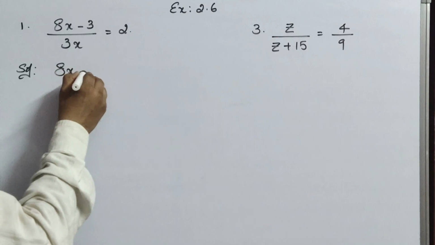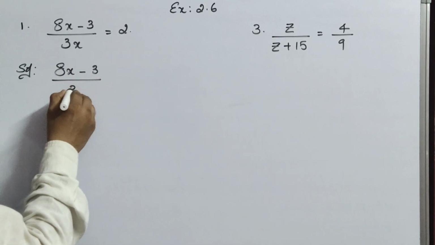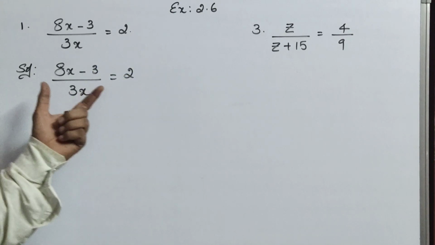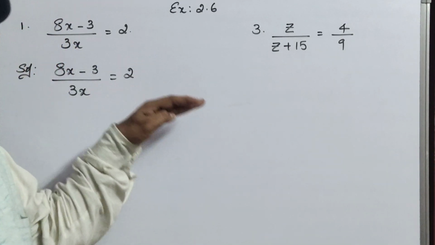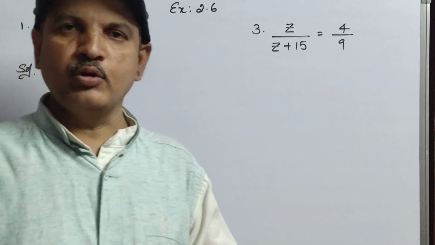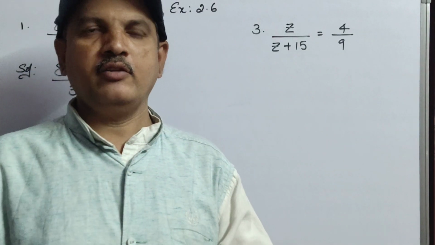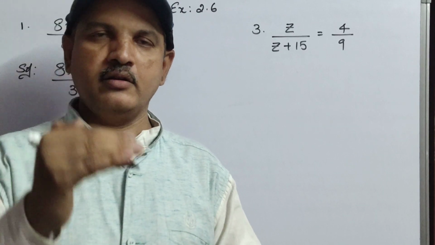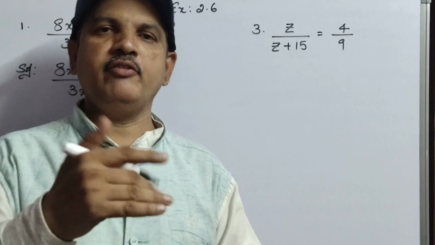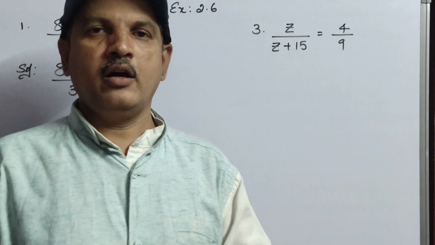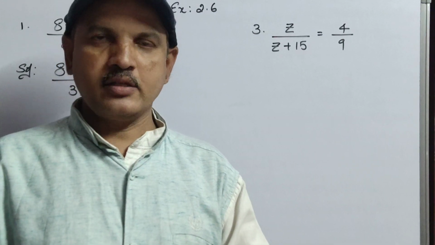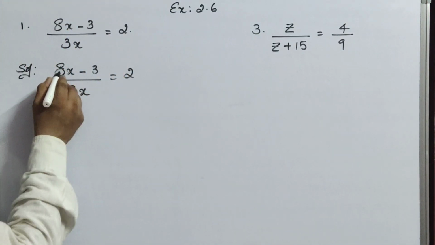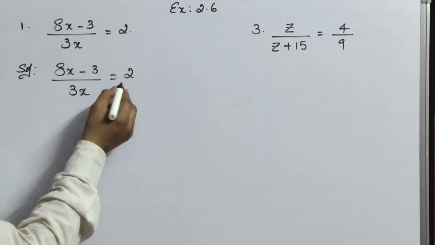8x minus 3 by 3x. Children, once again I am telling you, you need not follow the same rule that I am following. If you know a different way, you can do it. It's not compulsory that you follow my steps only. In any way you can do it, but the end solution should be the same answer. Now 8x minus 3 by 3x equals 2.